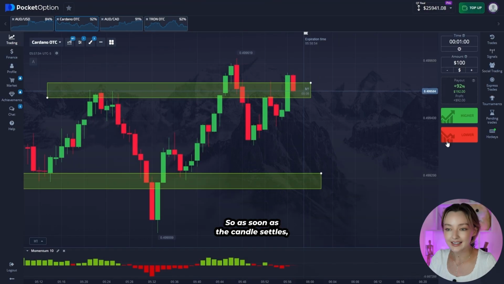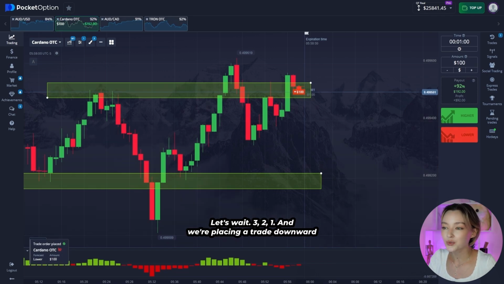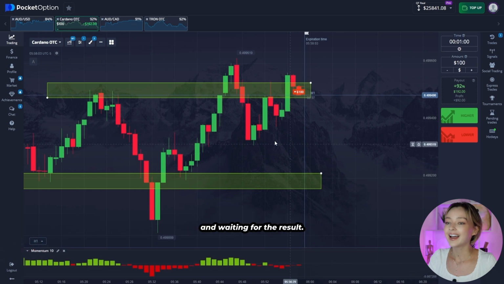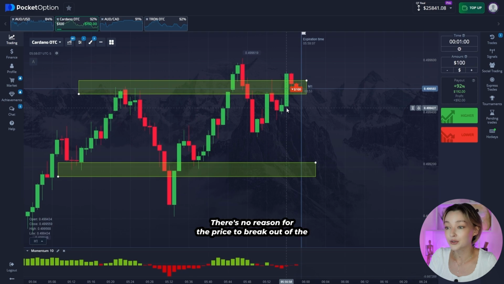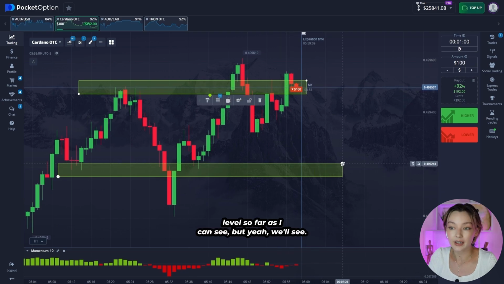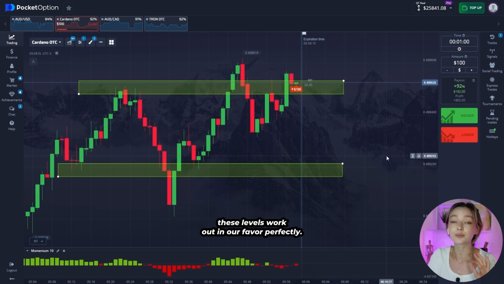So as soon as the candle settles, we might want to enter the market. Let's wait. 3, 2, 1. And we're placing a trade downwards and waiting for the result. There's no reason for the price to break out of the level so far as I can see, but yeah, we'll see. The market is literally so unpredictable, but so far these levels work out in our favor perfectly.